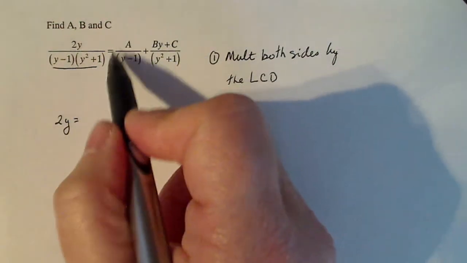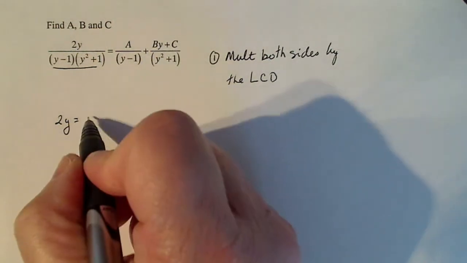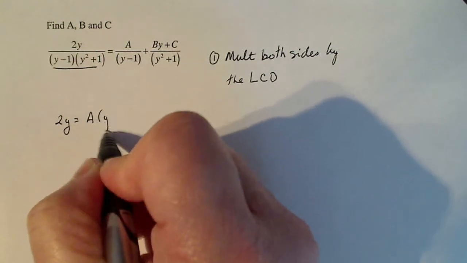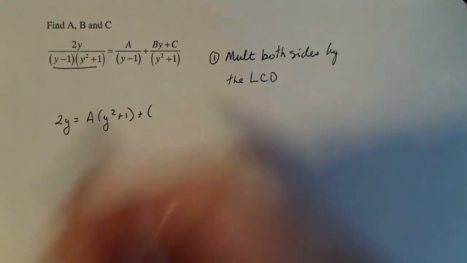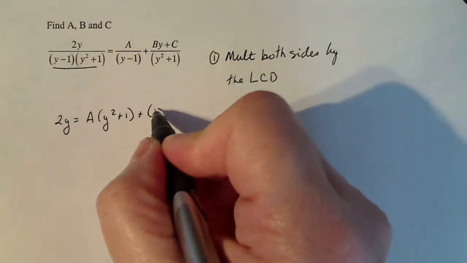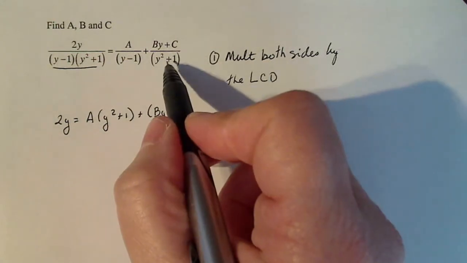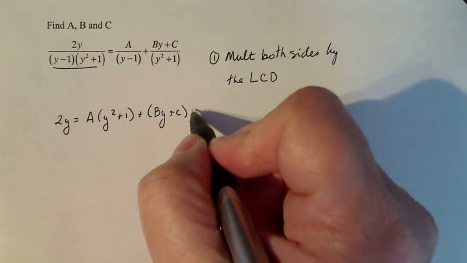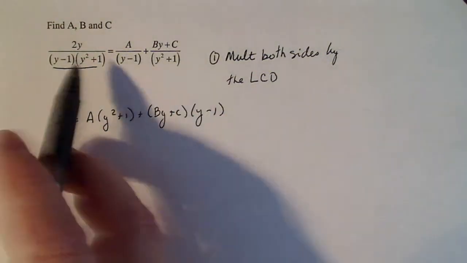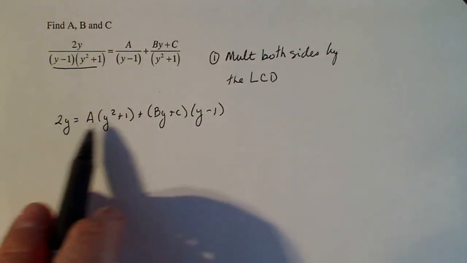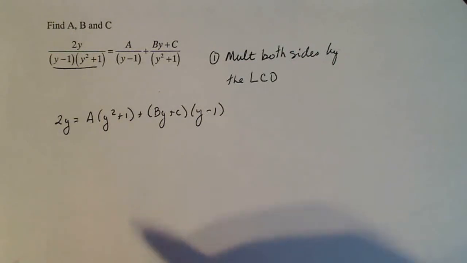On this side, if I multiply this term by y minus 1 times y squared plus 1, the y minus 1s will cancel, and I'm left with A times y squared plus 1. In this term, if I multiply this whole guy, By plus C, times y minus 1, y squared plus 1, the y squared plus 1s will cancel, and I'll be left with y minus 1. The whole point of doing the first step is to get rid of the denominator. So all we have is a nice long line of numbers instead of a nice fraction of numbers.